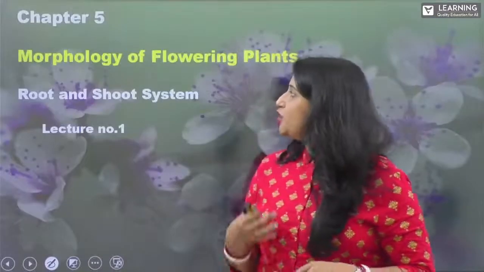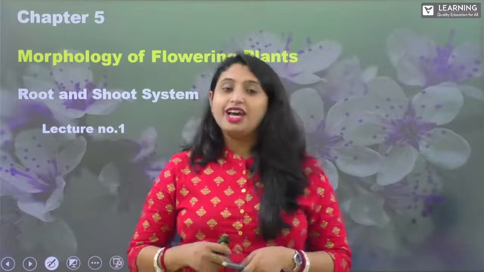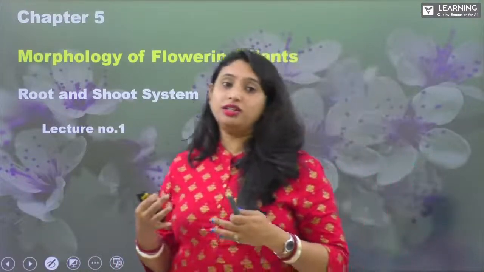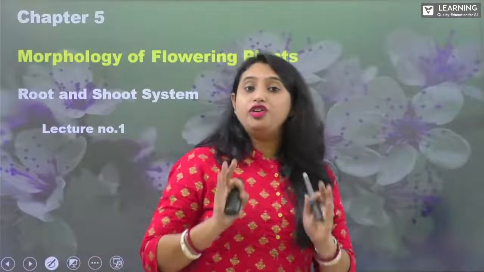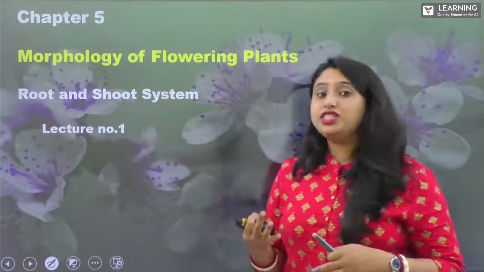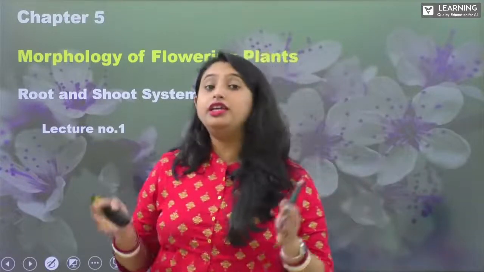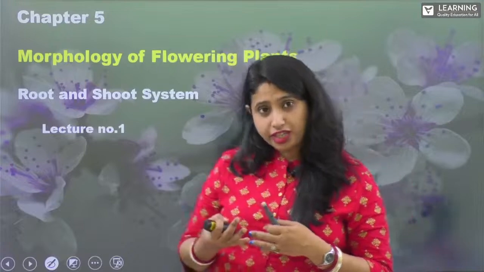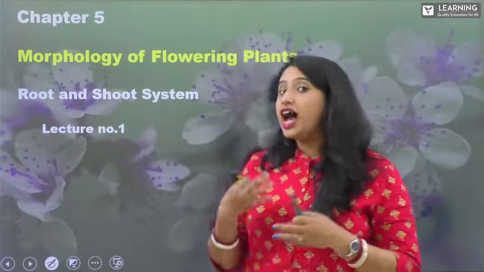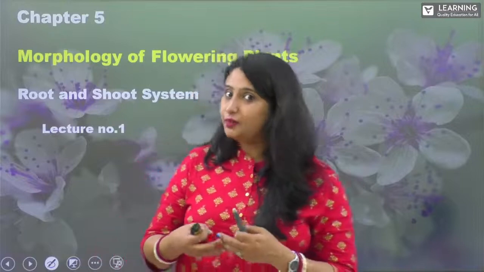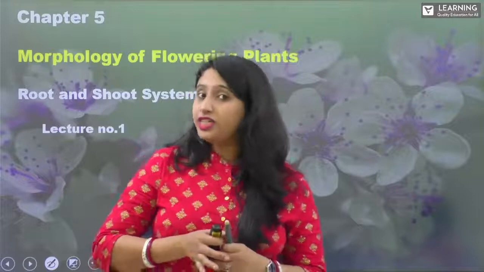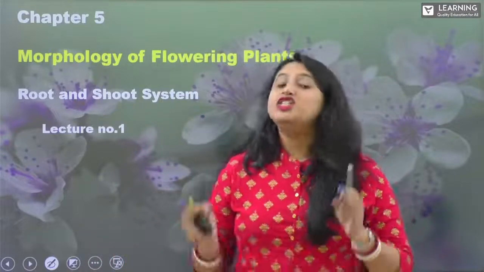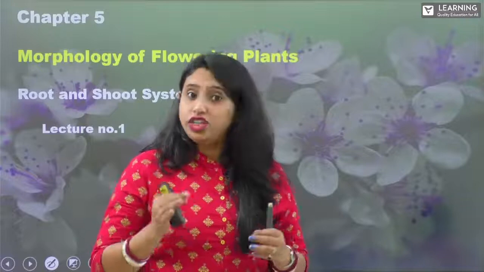So today we are going to start with a new chapter, that is morphology of flowering plants. You have seen that we have completed the 4 chapters, right? So unit 1 is done. In the previous chapters, you have learned about the living world, then biological classification, then plant kingdom, isn't it? And we have also completed animal kingdom. So by this, we are done with unit 1. Your unit 1 consists of how many chapters? 4 chapters, right? So today we are going to begin with unit 2, okay?